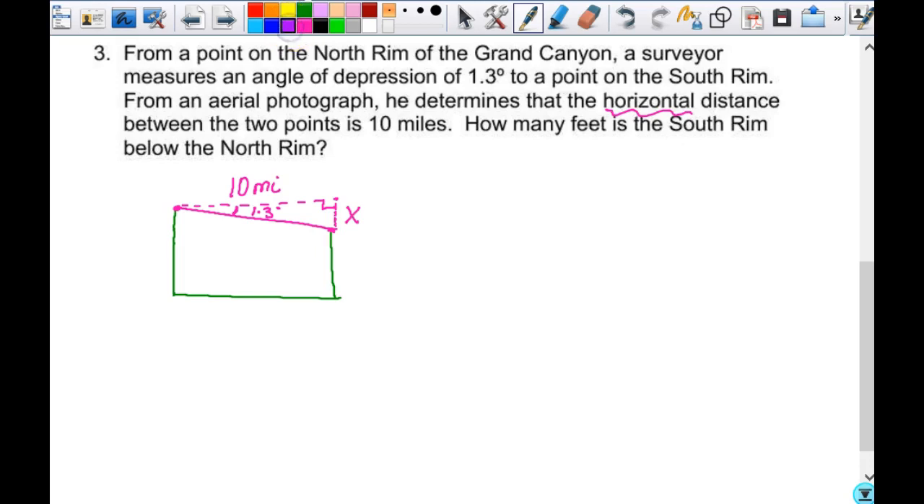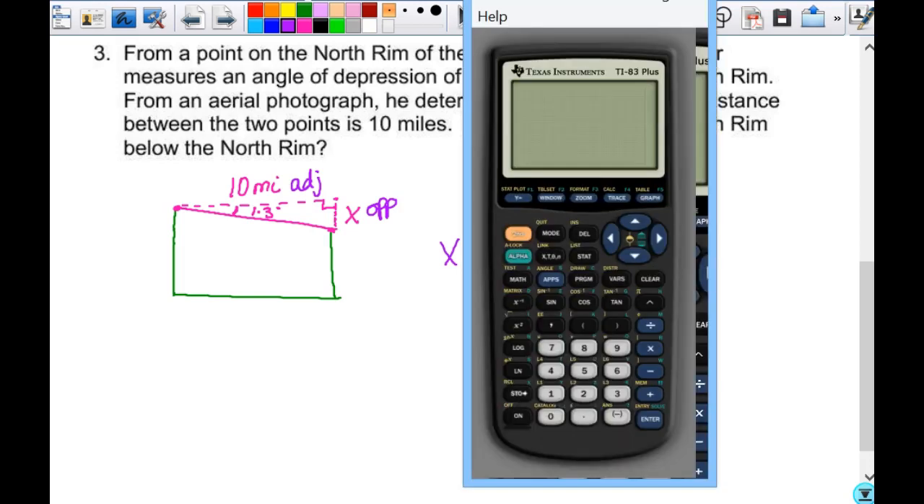This is the angle, so this is the opposite, and this is the adjacent. So once again, I'm using tangent, right? So the tangent of 1.3 equals the opposite, which is x, over the adjacent, which is 10. So that means that x equals 10 times the tangent of 1.3. Okay, so let's do that. 10 times the tangent of 1.3. And I get 0.2269, blah, blah, blah.